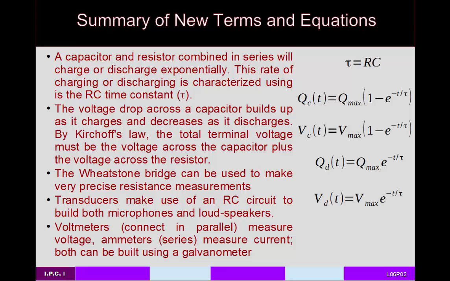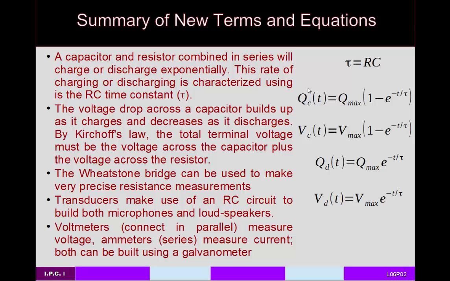Alright, so the main new thing that we've done is basically looked at what happens when you charge or discharge a capacitor through a resistor. Most of the other stuff that we've done has been simple applications or maybe complex applications of just the DC circuits that we've already looked at. So there's not a whole lot of new terms. There are some new equations. The main new equations are that the RC time constant tau is given by the resistance times the capacitance.